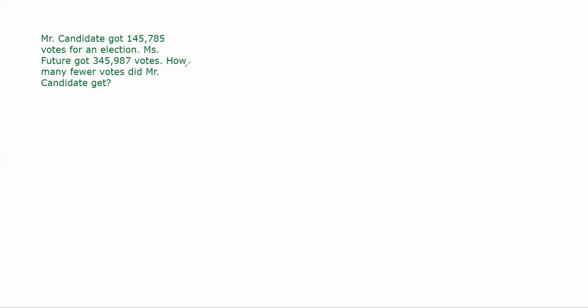Okay, so let's continue and take it into this one. It says, Mr. Candidate got 145,785 votes for an election. Miss Future got 345,987 votes. How many fewer votes did Mr. Candidate get? So again, fewer pops out to me. And then I want to think what's happening here, right? We're comparing how many Mr. Candidate got to how many Miss Future got. And we want to know, in a sense, the difference.